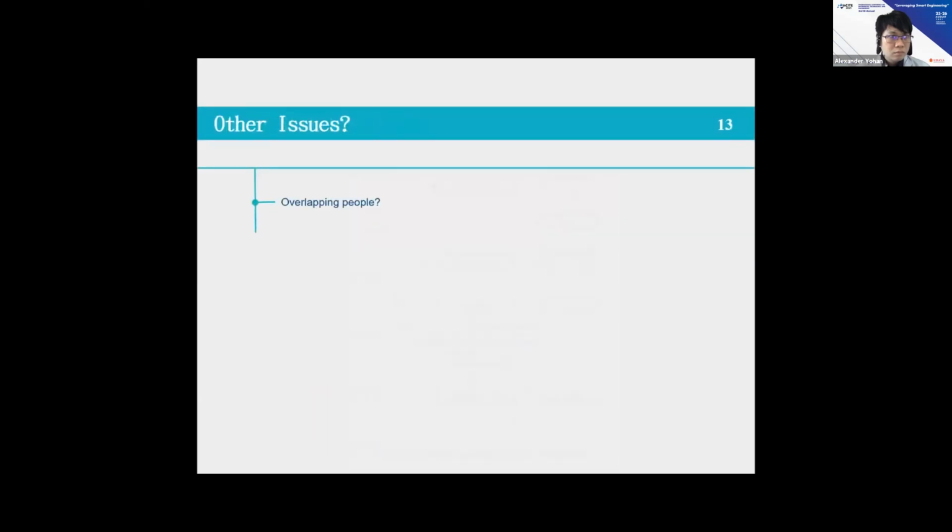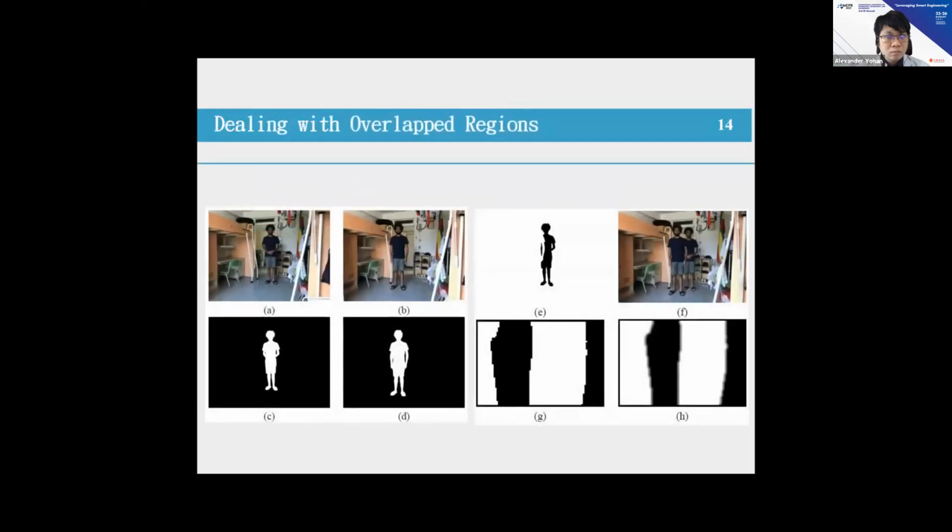Okay, so there are also other issues, like if the two foregrounds overlap with each other, how are we going to deal with that? And also, what if there are some shadows? Okay, so for the first issue, let's take a look at this example.